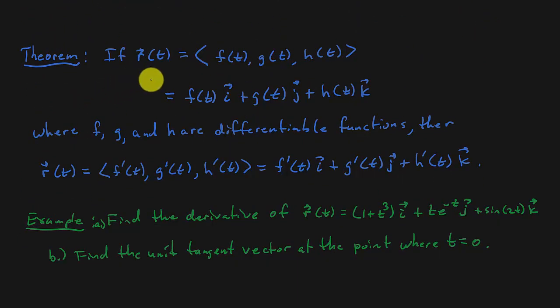All right, so we have a theorem: if vector r of t equals f of t, g of t, h of t, which equals f of t times vector i plus g of t vector j plus h of t vector k, where f, g, and h are differentiable functions, then vector r prime of t is equal to f prime of t, g prime of t, h prime of t, or we can write it in this ijk format. So basically, if you have a vector r, to find the derivative you just take the derivative of each function. All right, so let's look at some examples.